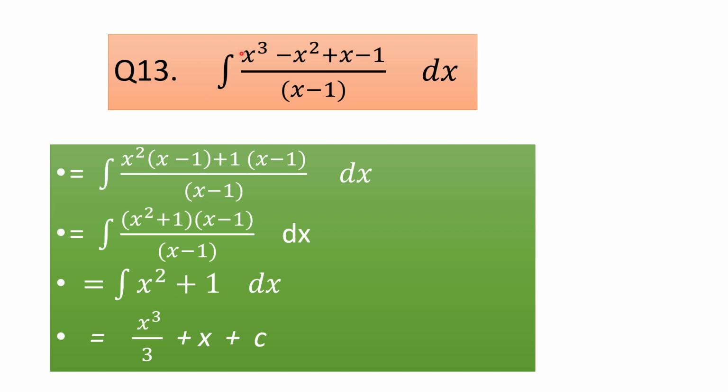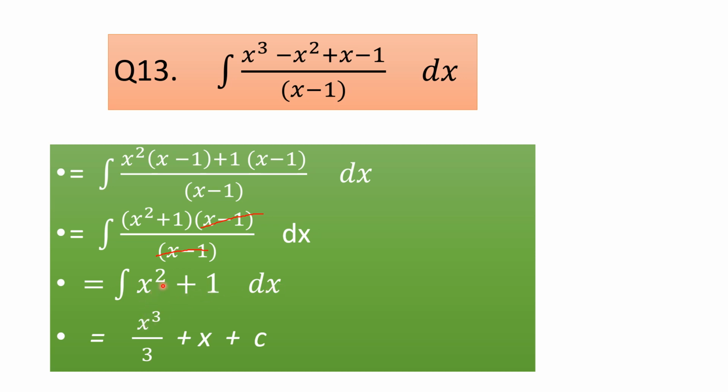How will you do it? Take x square common. You will get x minus 1 from these two terms. Then take plus 1 common. You will get x minus 1 as it is. So it can be reframed as x square plus 1 times x minus 1 whole upon x minus 1 dx. Now, this x minus 1 will get cancelled with this. So basically, you are left with integration of x square plus 1 dx.